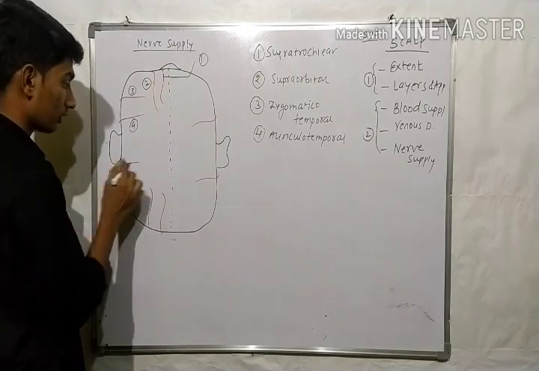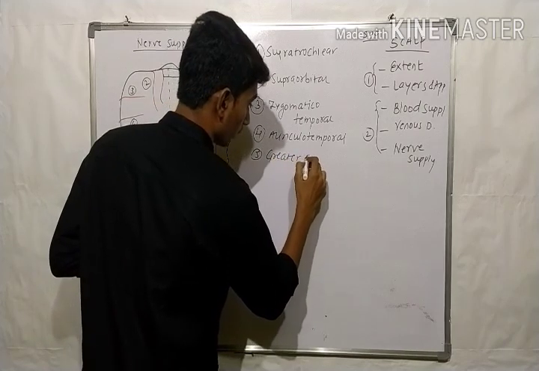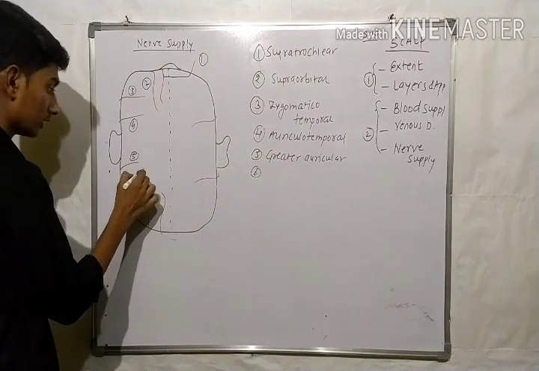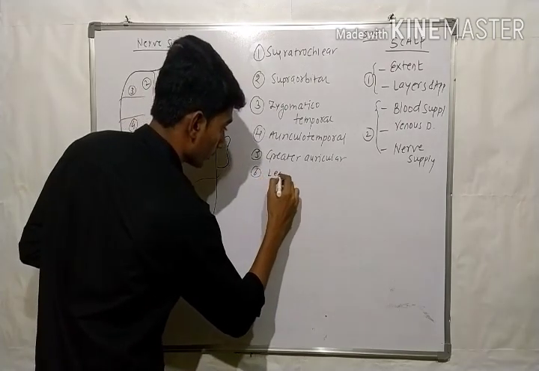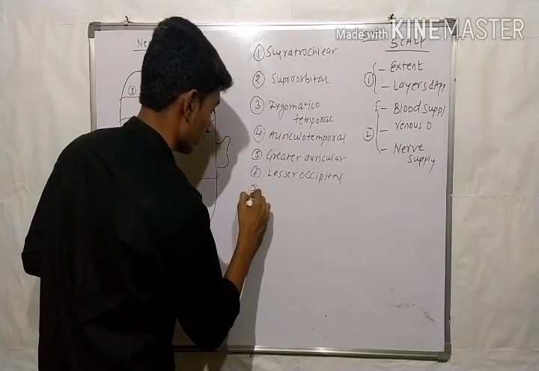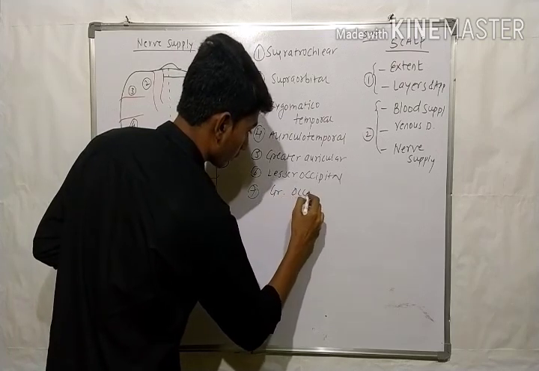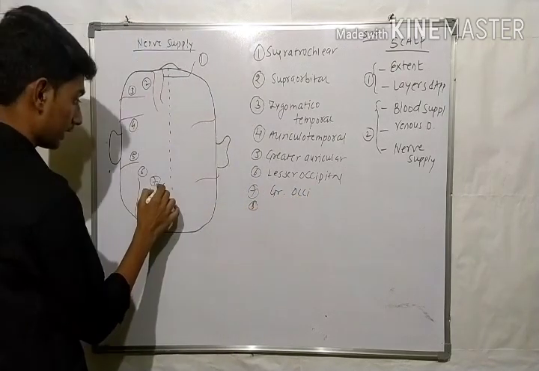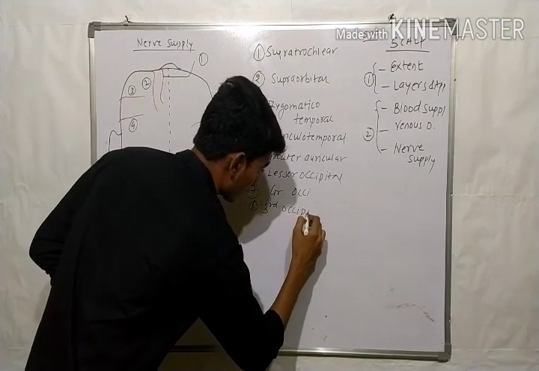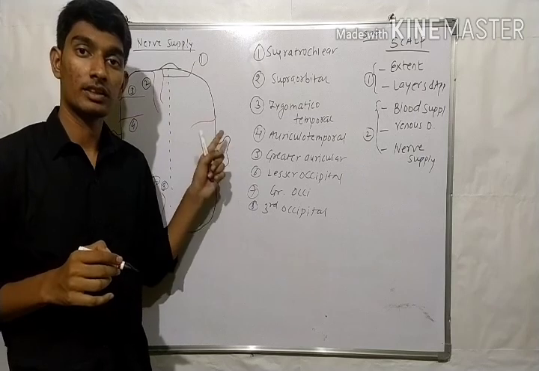Now behind the auricle, this fifth is the greater auricular nerve. Then sixth, lesser occipital. Then seventh, greater occipital. And the eighth, the last sensory, is the third occipital. Okay, these are the 8 sensory nerves.